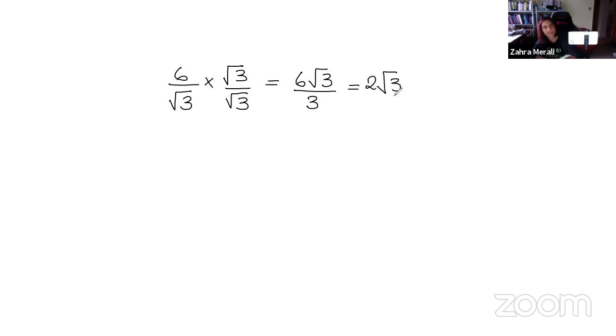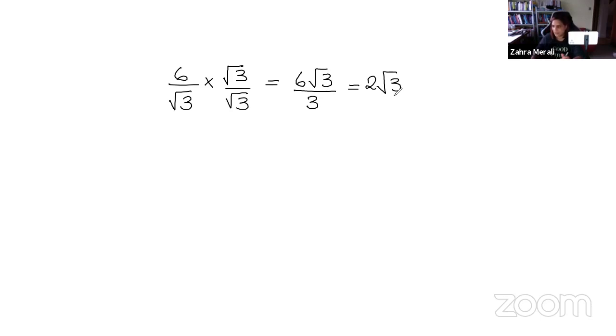So let's do a few. So we've got 6 over root 3. I'm going to multiply the top and bottom by root 3 because that's effectively multiplying by 1, so it doesn't change anything. 6 times root 3 is just 6 root 3. Root 3 times root 3 is 3. And now I can do 6 divided by 3 to give me 2, and I've simplified it without a square root on the bottom.